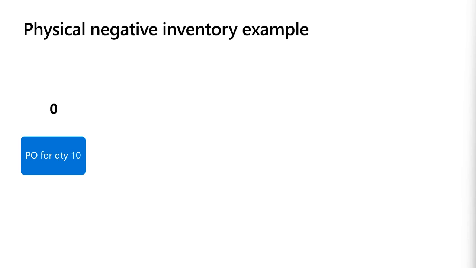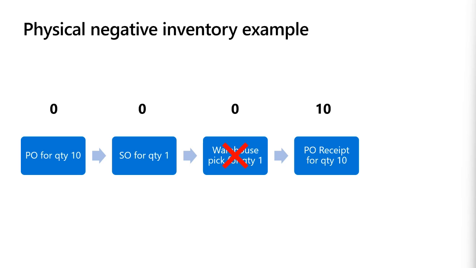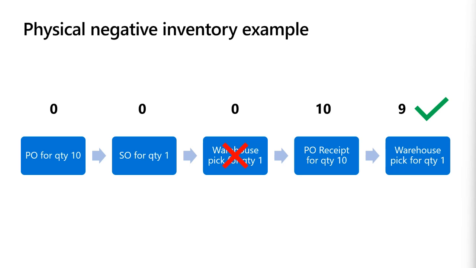Let's say the items have arrived at your warehouse physically, but the product is not yet received and posted in the system. A sales order exists in the system that needs to consume the items that have arrived at your warehouse. When you attempt to post the packing slip for the sales order, there's not enough inventory available in your warehouse for the item, and the posting is canceled. If you post the product receipt for the purchase order and then reattempt to post the sales order packing slip, the posting will succeed and you will have 9 physically on hand.